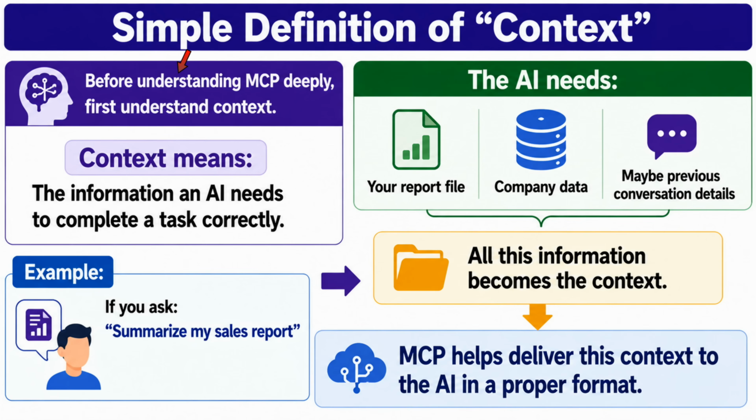Before understanding MCP deeply, first understand the meaning of context. Context means the information an AI needs to complete a task correctly. For example, suppose you ask, summarize my sales report. Now the AI needs your report file, company data, and previous conversation details. All this information becomes the context. MCP helps deliver this context to the AI in a proper format.